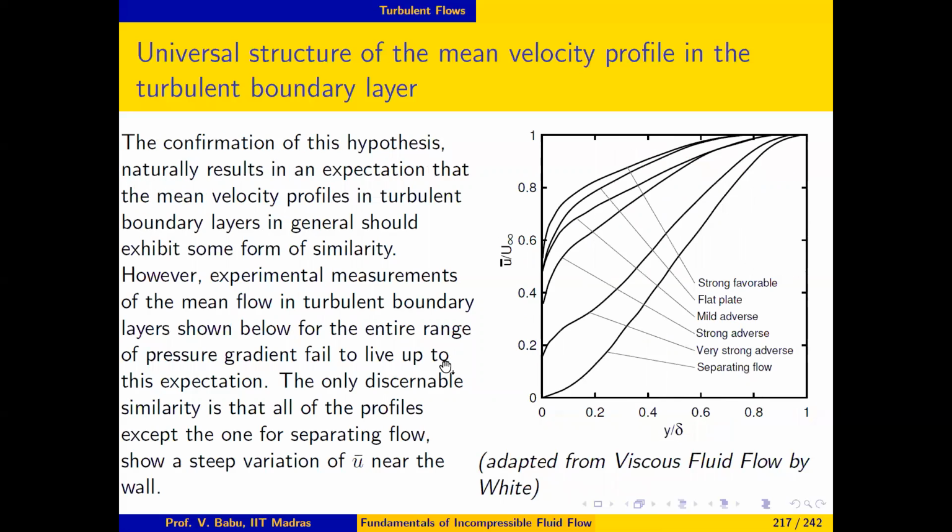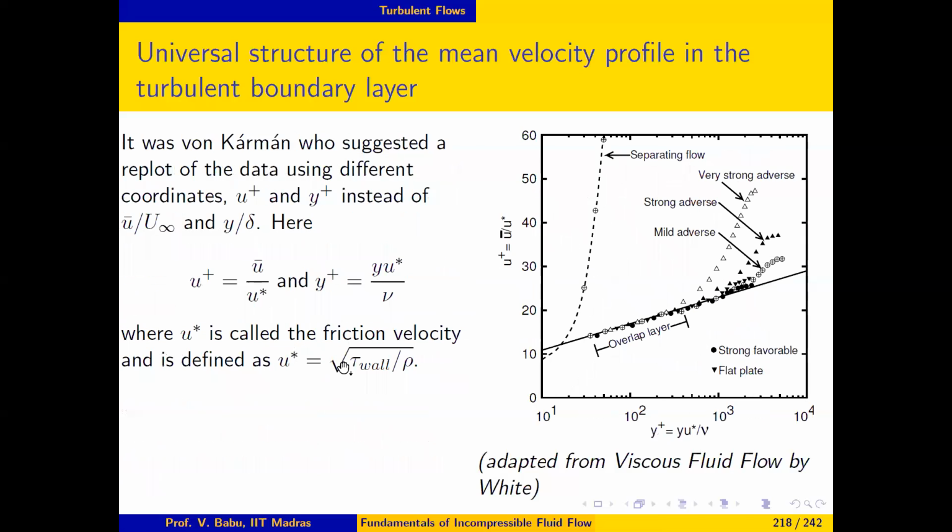So if we replot this data, we go to each one of these velocity profiles, calculate the wall shear stress from the profile, and then based on the wall shear stress, we calculate the friction velocity. And using the friction velocity, we replot the data in terms of these coordinates. Then it is clear that except for the case of separating flow, all other cases collapse onto the same curve in a region that looks like this.